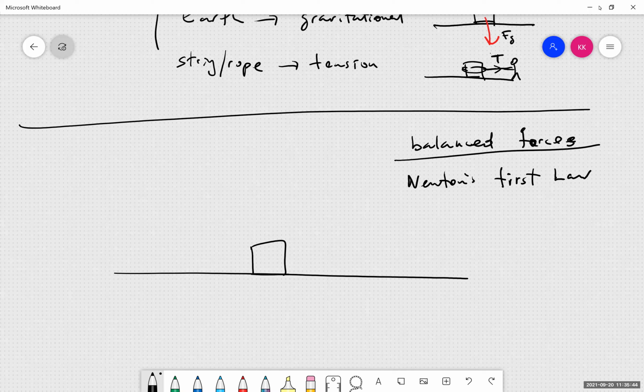Which, simply put, if an object is at rest right now, it's going to continue staying at rest as long as the net force is zero, which means the forces are balanced. For example, if I have gravity acting down and normal force acting up, and they are exactly the same, then in the y direction F net equals normal force minus F of g equals 0. They cancel each other, so the box is just sitting there.